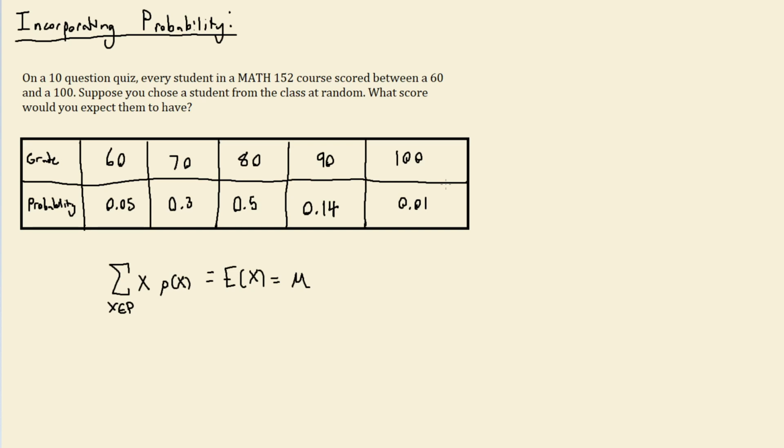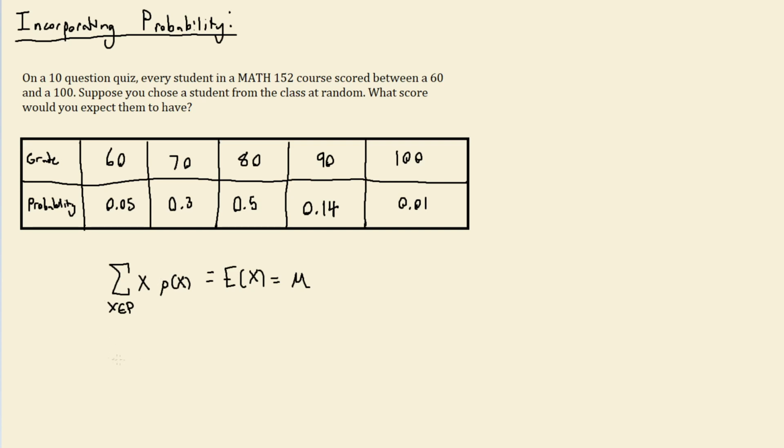So let's compute what the mean of this data set is. If you carry out this operation here, we're going to sum across all of the elements in this population, which could be all of these scores here. We're going to sum the scores multiplied by the probability of getting that score, and that's denoted by this p of x here.